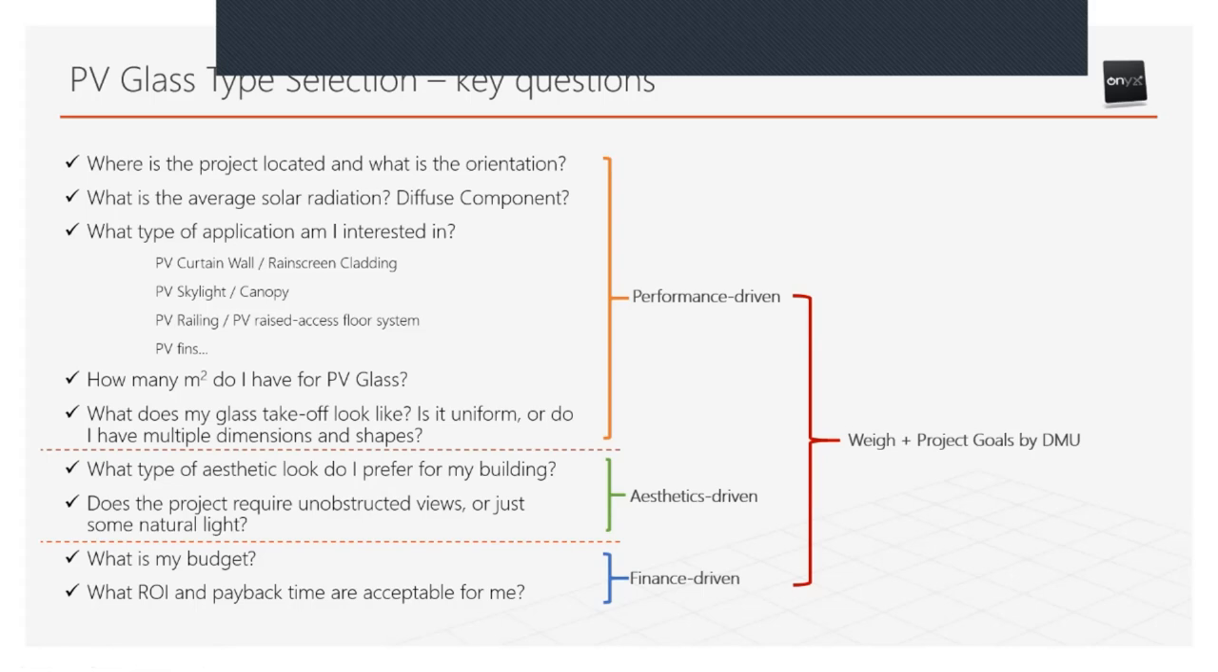In the case of the performance, the main aspect to take into account will be where the project is located, the solar irradiation that we can collect, and which kind of application we are looking for: a curtain wall, a skylight, canopy, railway, etc. And also how many square meters we will have to install this PV glass. Regarding the aesthetics, what type of aesthetic you are looking for? More homogeneous, or maybe colors or other kinds of customizations.